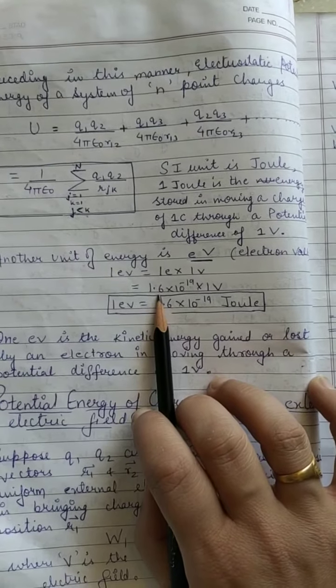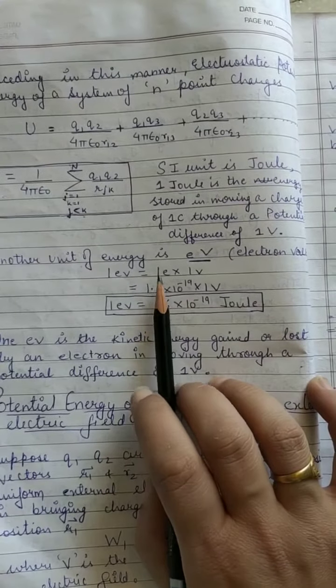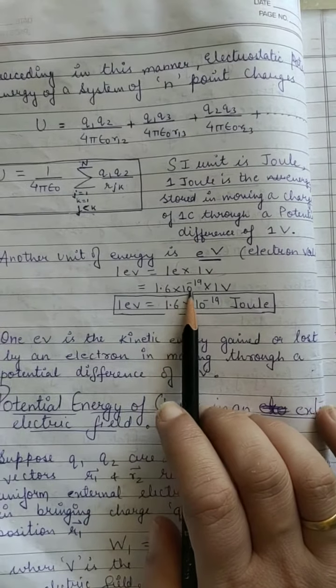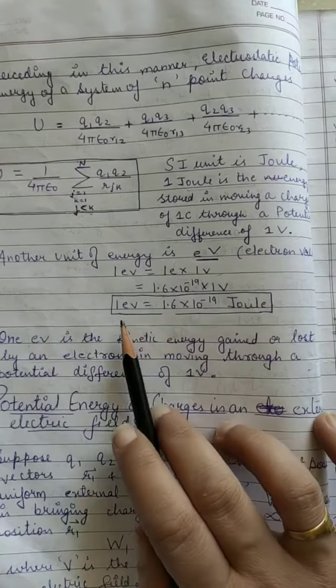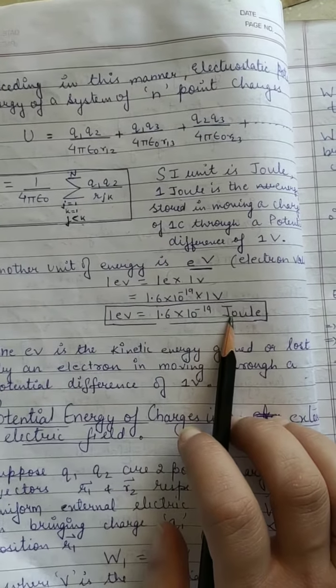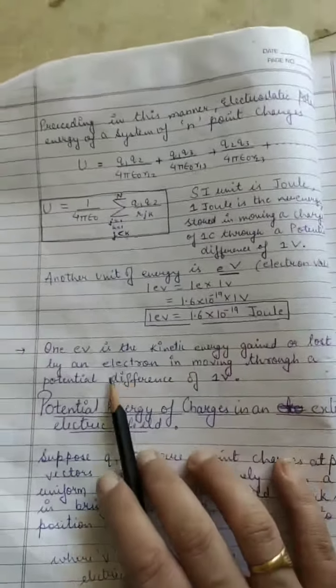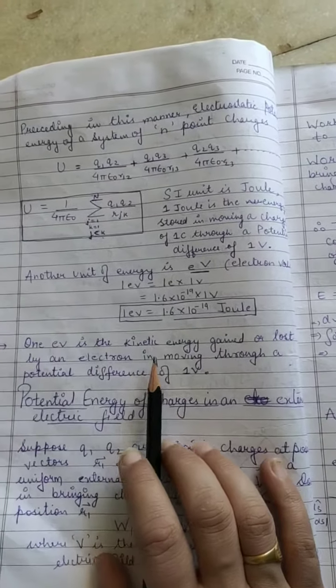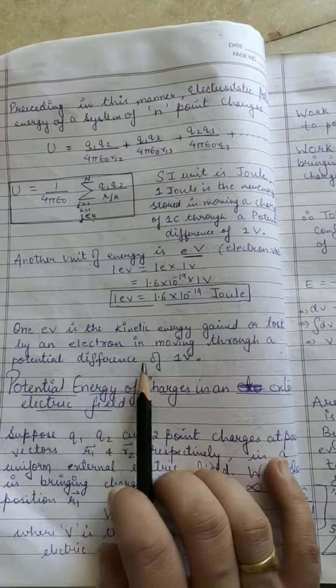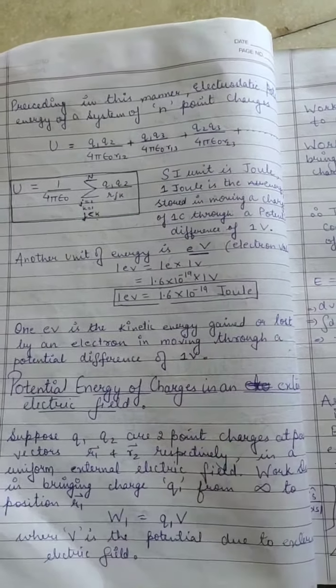Another unit of energy is electron volt. 1 electron volt is equal to 1 electron into 1 volt. 1 electron charge is 1.6 into 10 to the minus 19, into 1 volt. It means 1 electron volt is equal to 1.6 into 10 to the power minus 19 joule. That is, 1 electron volt is also defined as the kinetic energy gained or lost by an electron in moving through a potential difference of 1 volt.